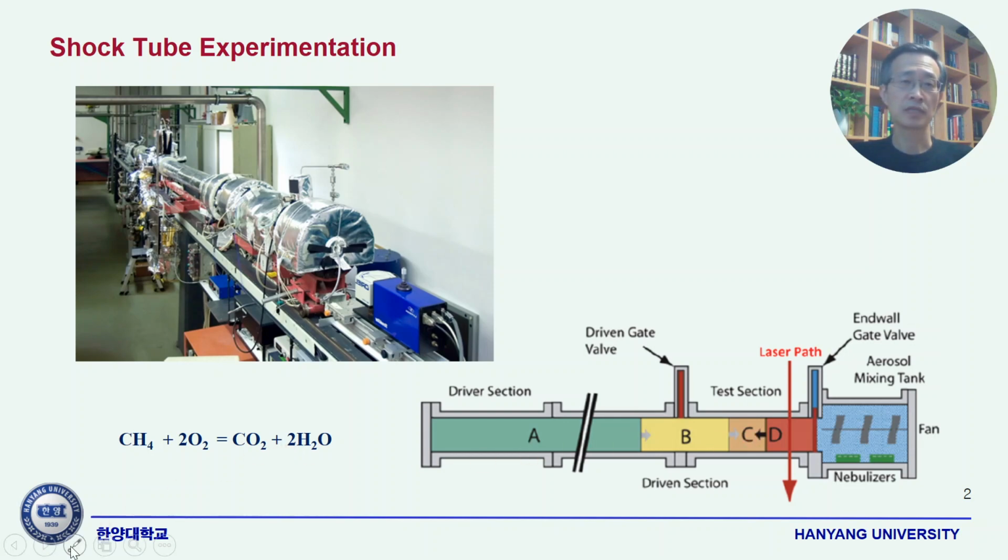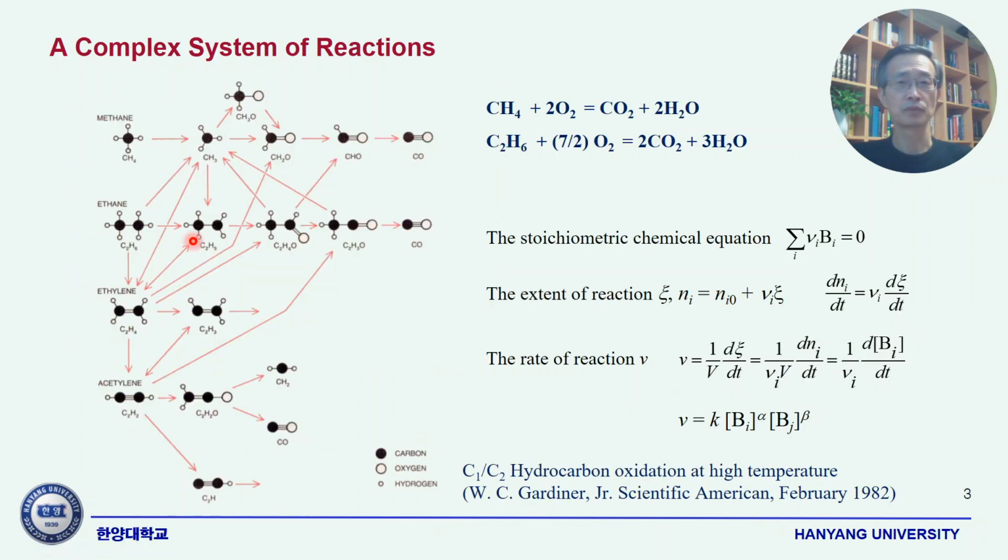In fact, this kind of shock tube experiment is for something like this. I copied this reaction scheme from William Gardner's paper, a very old paper from 1982 in Scientific American. The title was something like the chemistry of flame. This system is C1 and C2 hydrocarbon oxidation at high temperature. High temperature means something like 3000 K or 5000 K. I'm not sure about that.